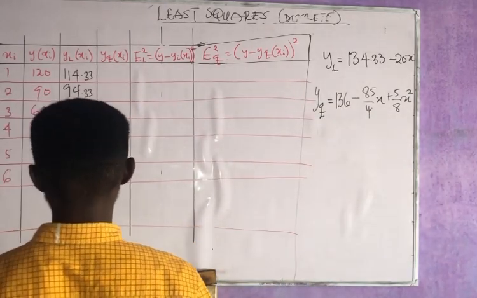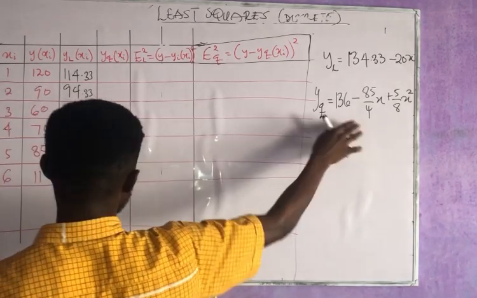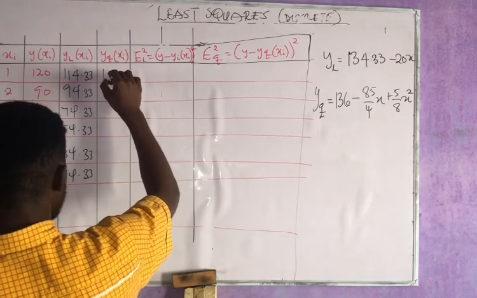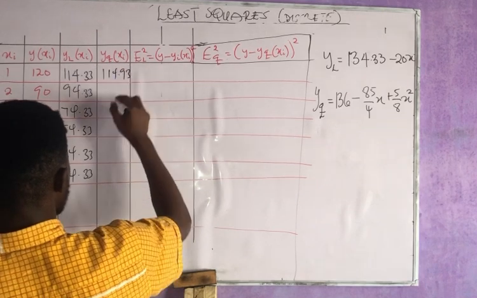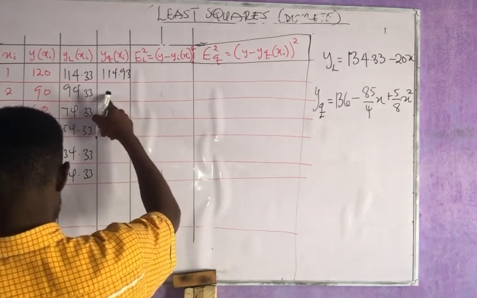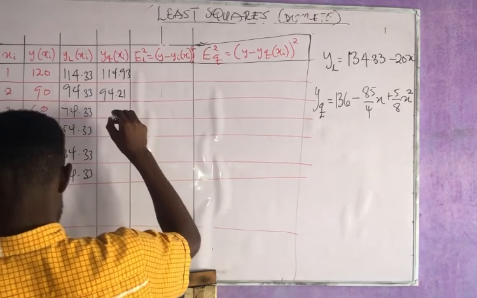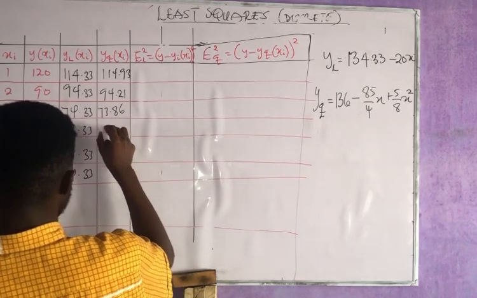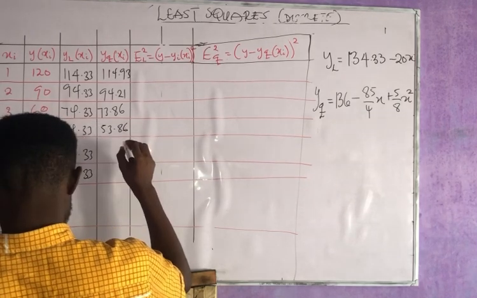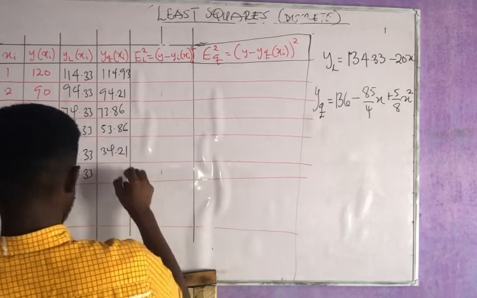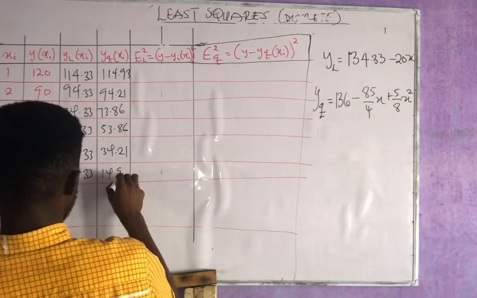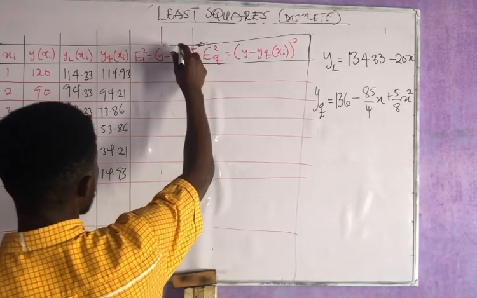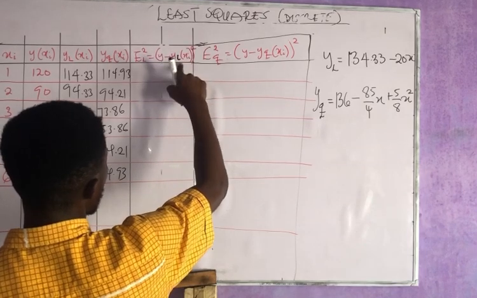Then this side too is when we substitute the values into the quadratic. So how do you go about that? Here will be 120 into this. You have 114.93. Then the next one will be 94.21, 73.86, 53.86, 34.21, 14.93.